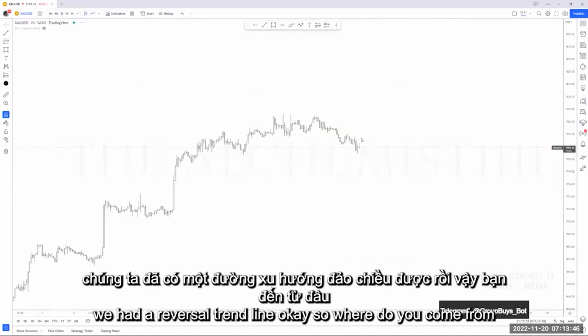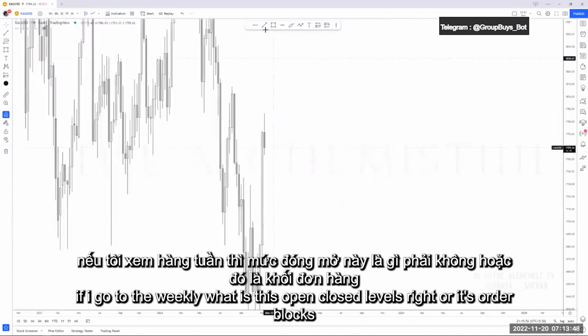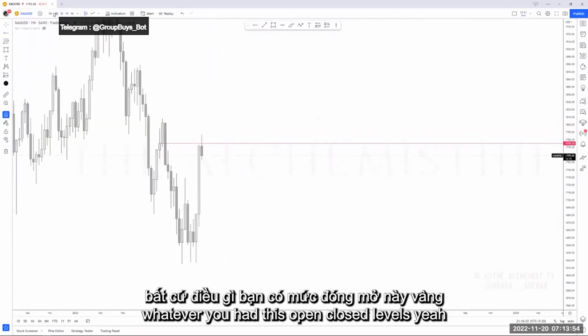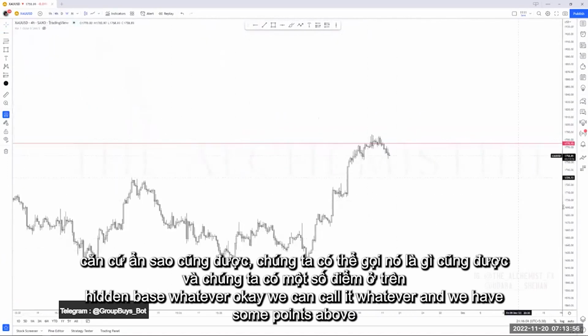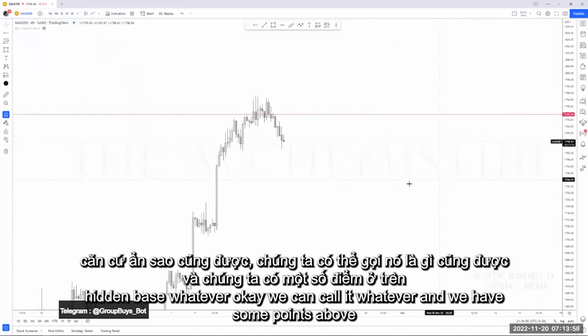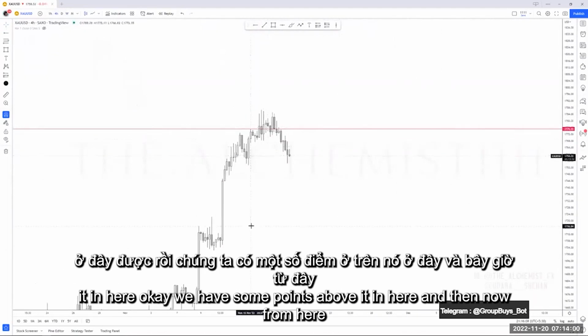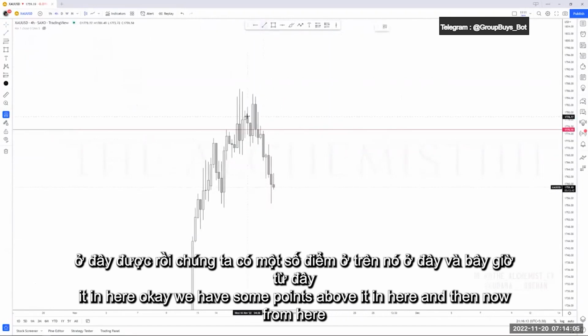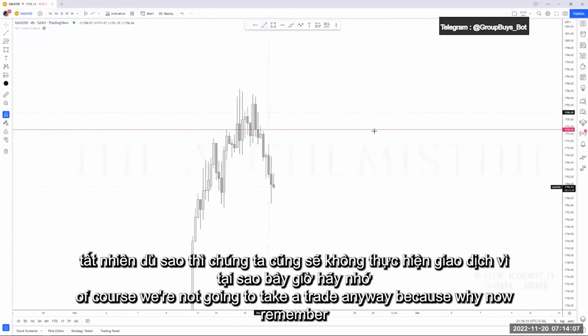So where did it come from? If I go to the weekly, what is this? Open close levels, right? Or order blocks, or hidden base, whatever; we can call it whatever. And we have some points above it in here. From here, of course, we're not going to take a trade anyway, because why?